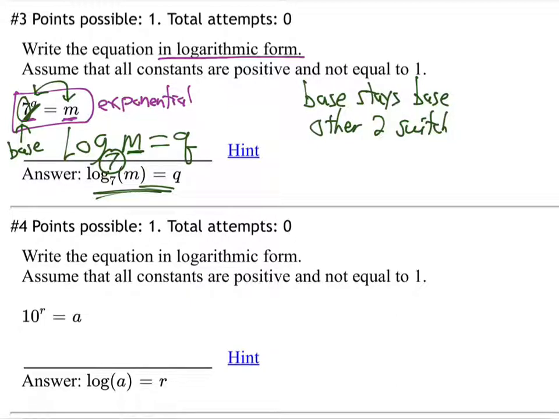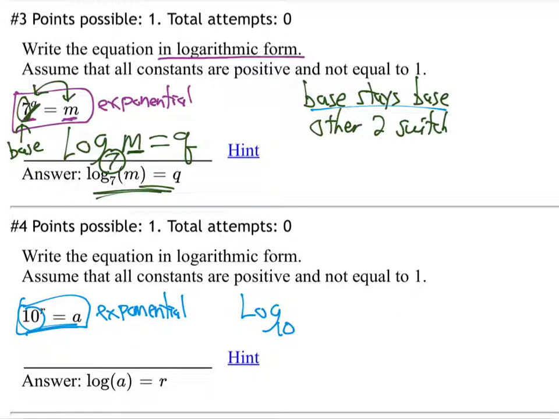All right, let's try this next one. Same thing here, right? That's exponential. We're going to change it. Exponential. Let's change to log. So I'm going to bring in the word log. There's no word log here. And the base stays the base, right? Base stays, so the 10, that's the base, right? It's got something on it.